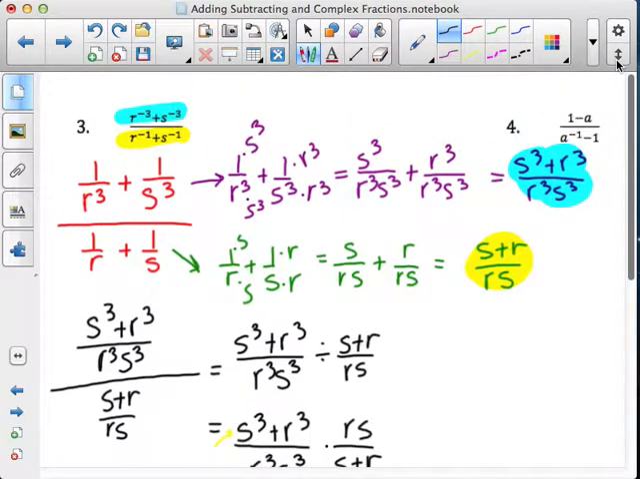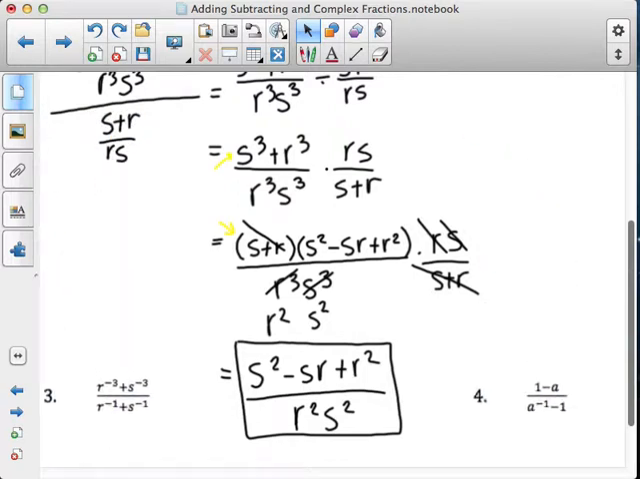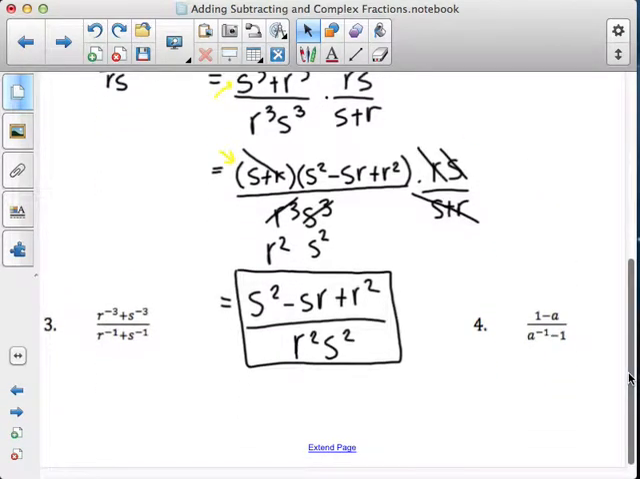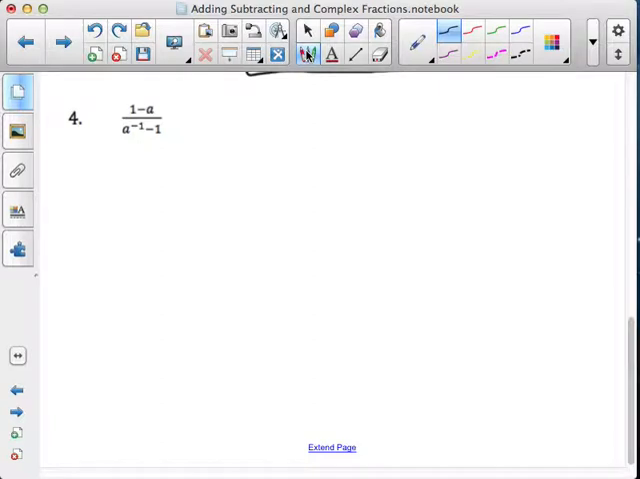Okay, next problem was up here. And I'm going to go like this, and put this guy down here. Okay. So I've got 1 minus a. So the numerator doesn't have a fraction in it. I'm just going to leave it. I'm going to look at the denominator. Actually, let's rewrite this first with positive exponents. So this is the same thing as 1 minus a over 1 over a minus 1.